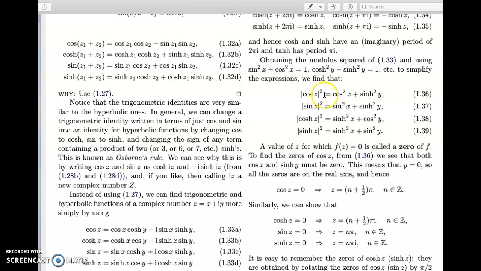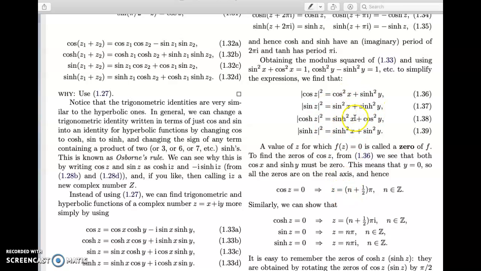So x is real, so we already know what values of x are going to give you cos x equals 0. To get this to be equal to 0, the only possibility is y is 0. Which means that y is 0, then z is x plus iy, so z is a real number. So the zeros of cos are the ones we know about. They're all on the real axis.